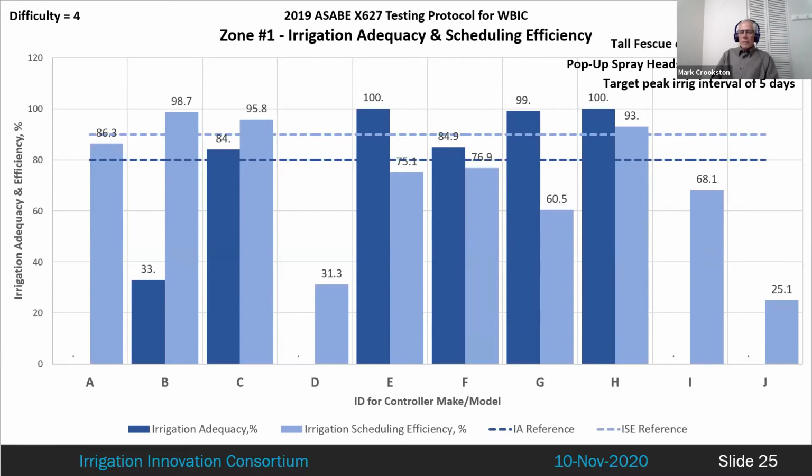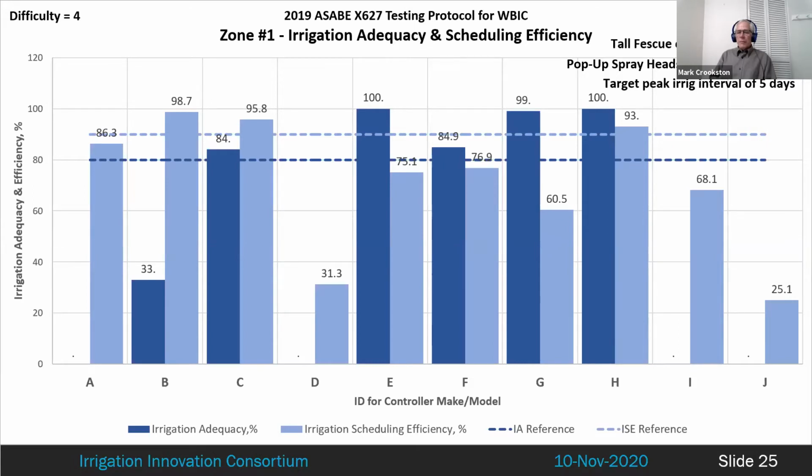The higher dark dashed line is the reference value for irrigation adequacy from test protocol number 1, while the lower lighter dashed line is the corresponding reference for irrigation scheduling efficiency. Underwatering will typically increase irrigation scheduling efficiency, but decreases irrigation adequacy. Conversely, overwatering typically increases irrigation adequacy, but decreases irrigation scheduling efficiency.